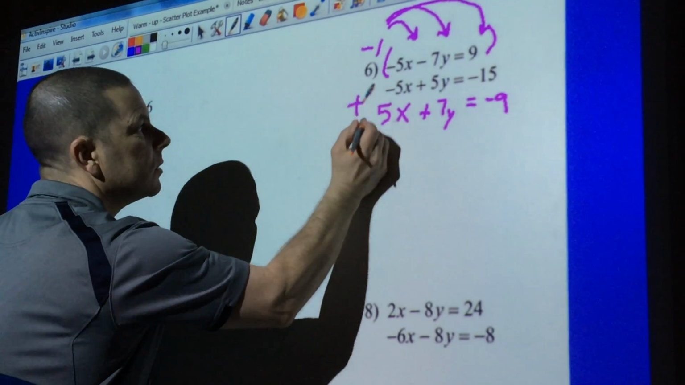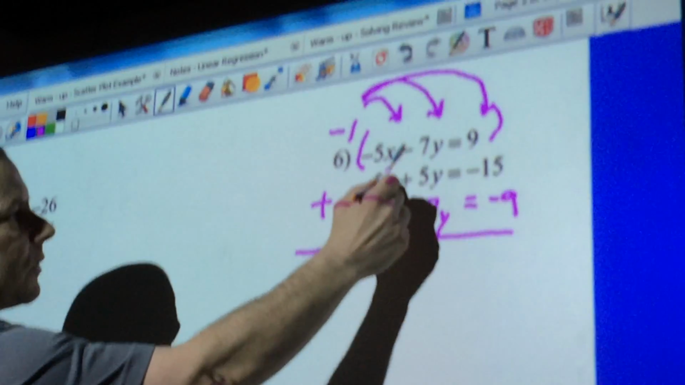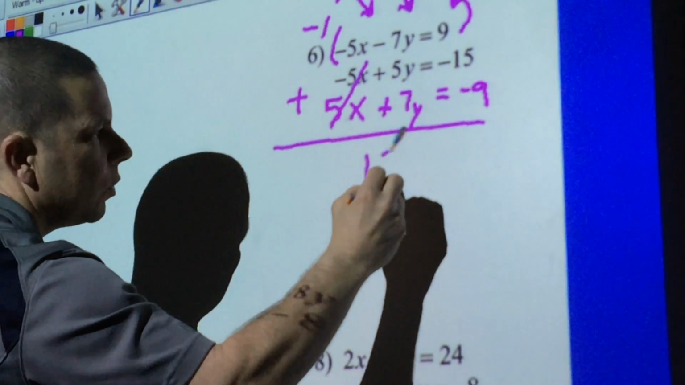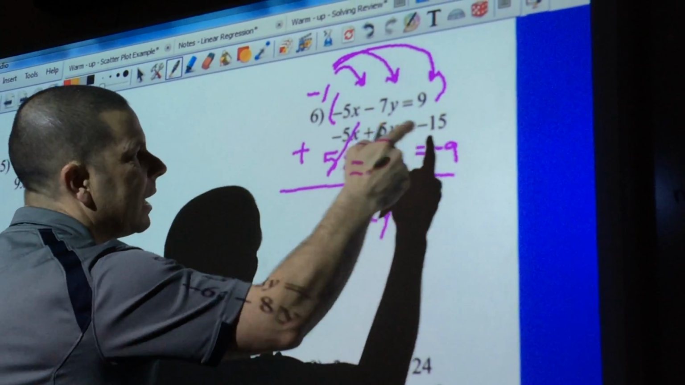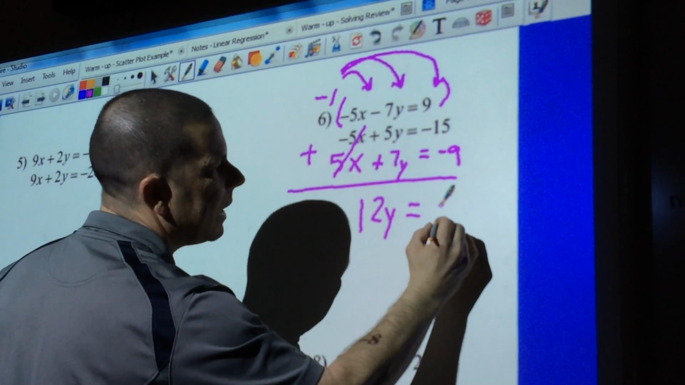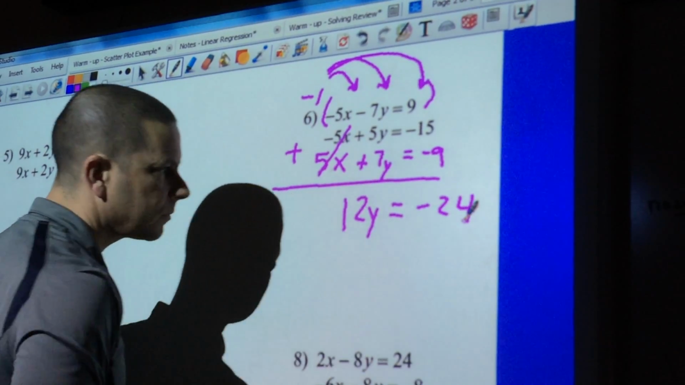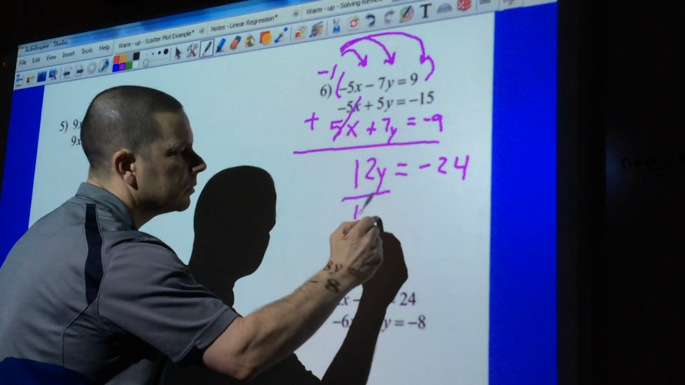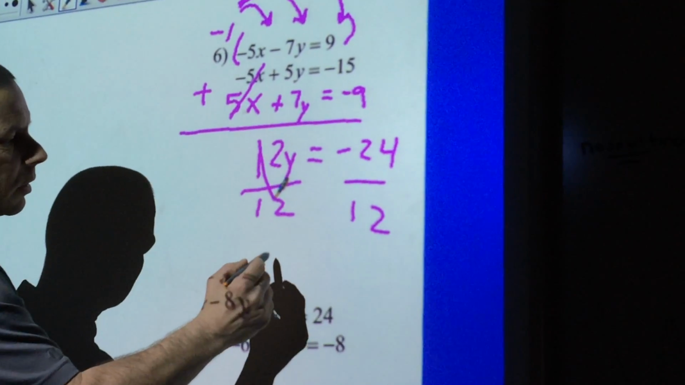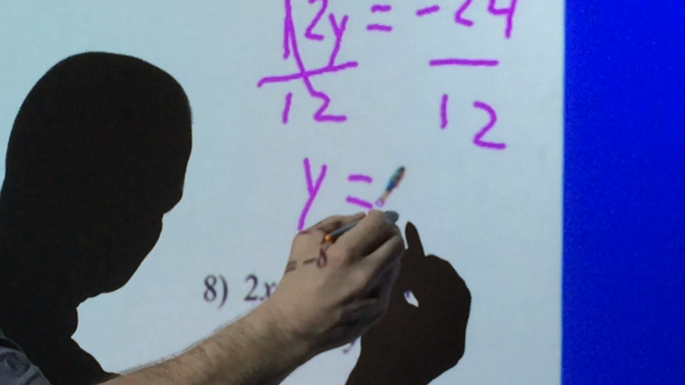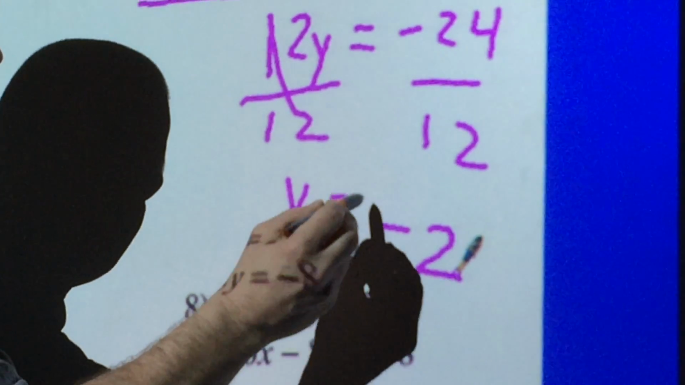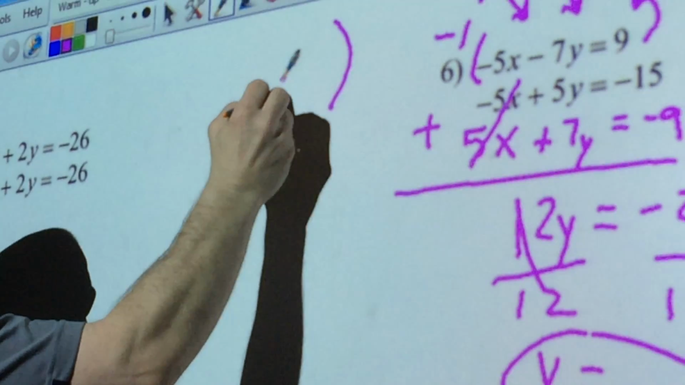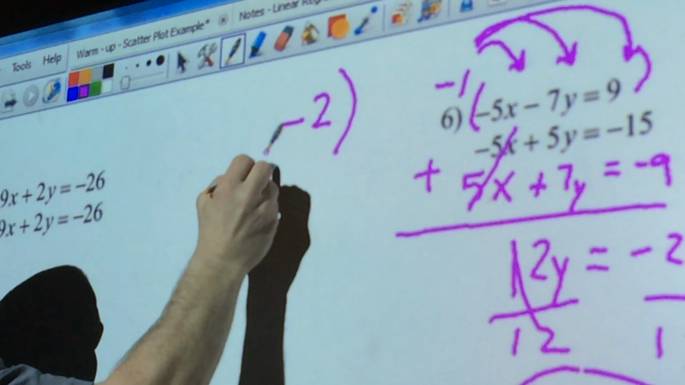All right? -5x plus 5x is gone. 5y plus 7y is 12y. And -15 plus -9 is -24. All right, divide both sides by 12. And I end up with y equals -2. So there is half of our solution to this system of equations. The y-coordinate is -2.